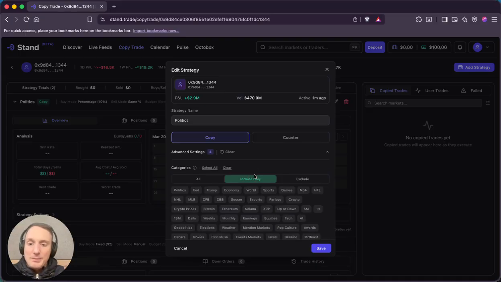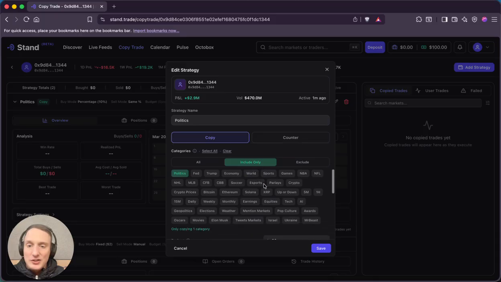So in the case of politics, I'm going to go ahead and select the category of politics. You note that you can also exclude certain categories, which is really convenient if there's a trader who's really bad in one domain but good in another. So if Domer, for the sake of argument, is bad at sports, you can exclude all sports markets. And if you just want to focus on politics, you can just include politics.